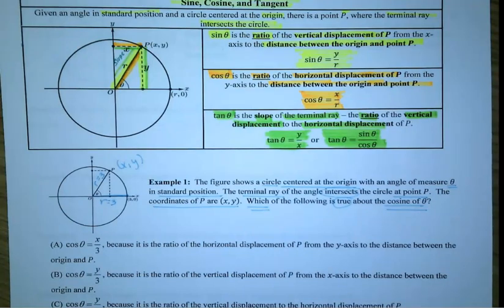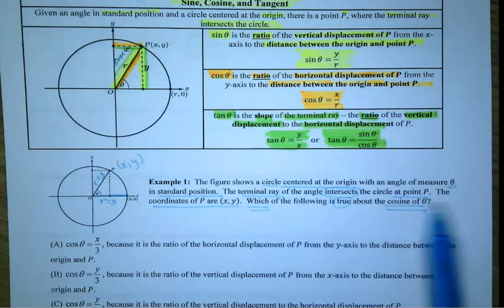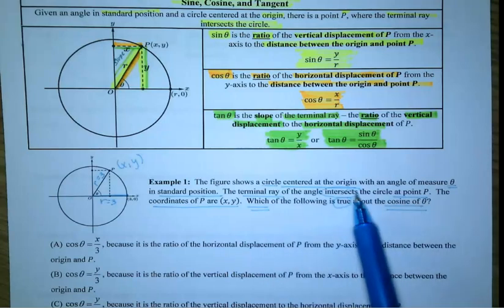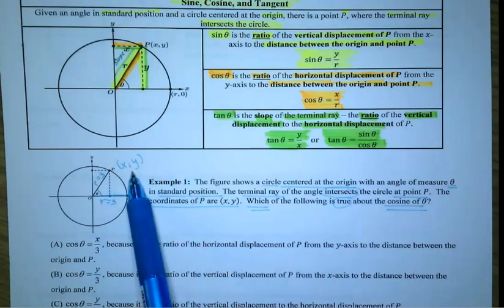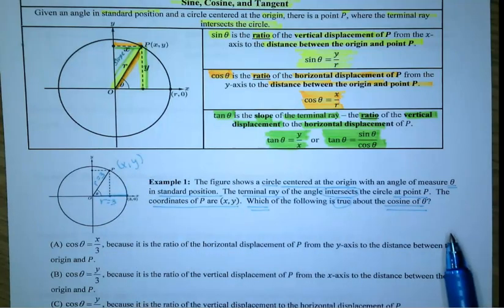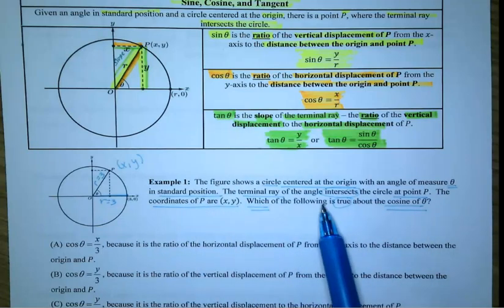And as we're doing this, we made a note that it's a circle at the origin. It tells us that theta is in standard position. So this distance from the initial to the terminal is theta. And it says that it intersects at point P. So we're looking at this point, which is an XY coordinate. And then it says which of the following is true. So that's all the information you get out from the problem itself.